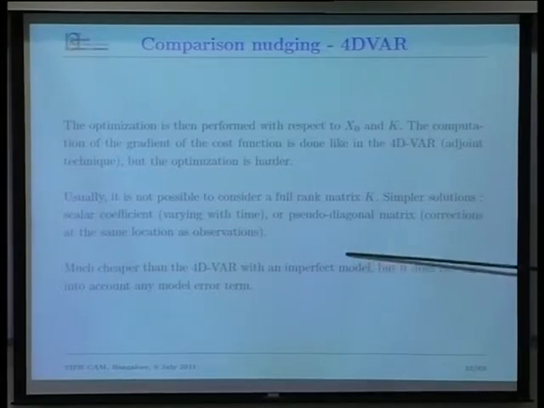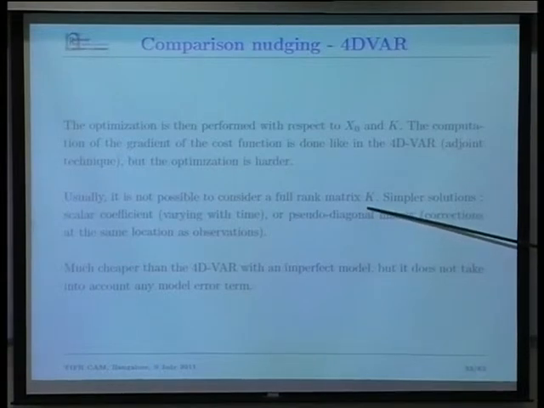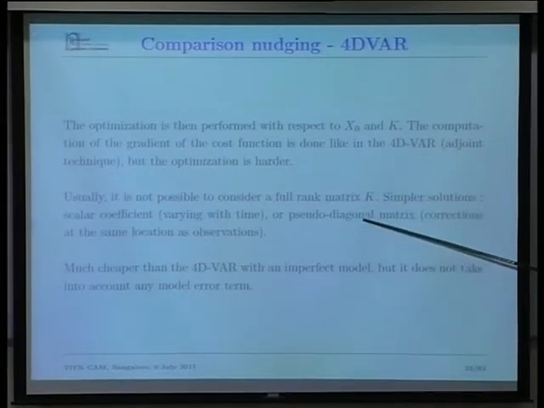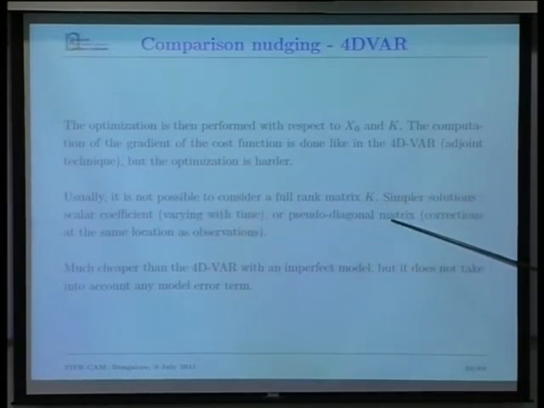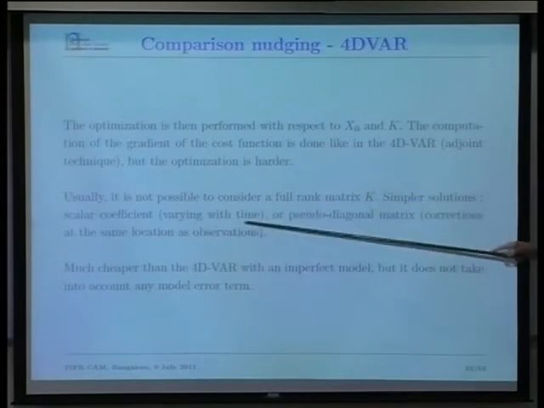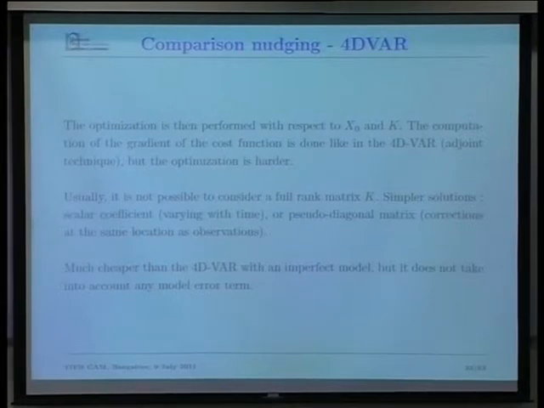Even if it's cheaper, a simpler and faster solution is to assume that K is not a full rank matrix, but either simply a scalar coefficient or a pseudo-diagonal matrix. So either it's a scalar coefficient and then you can assume that it's a function of time, because only one parameter may not be enough, or a pseudo-diagonal matrix, which means that the corrections are done only at the location of the observations.